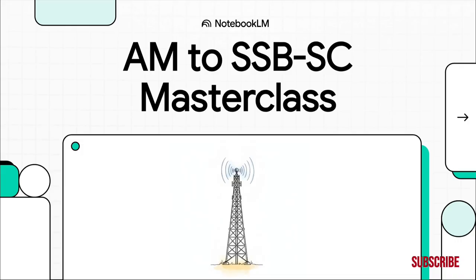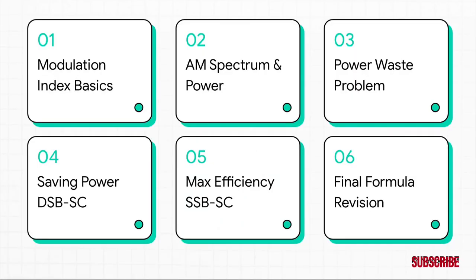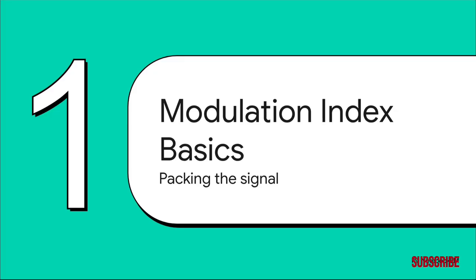Let's get started. Here is our game plan for today. We'll start with 1, modulation index basics, then 2, AM spectrum and power, followed by 3, the power waste problem. After that, we'll look at 4, saving power with DSB-SC, 5, maximum efficiency, SSB-SC, and we'll wrap up with 6, an ECET final formula revision. All right, let's jump right into section 1, modulation index basics.